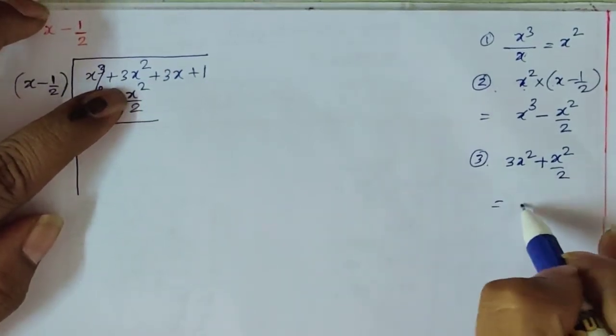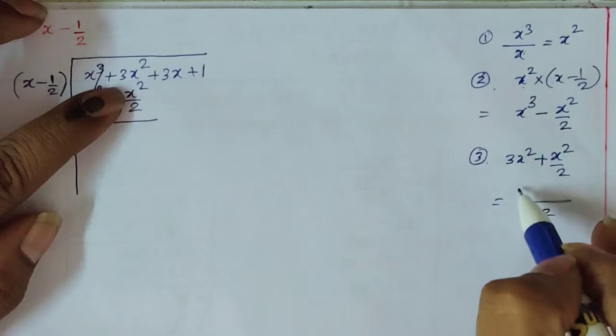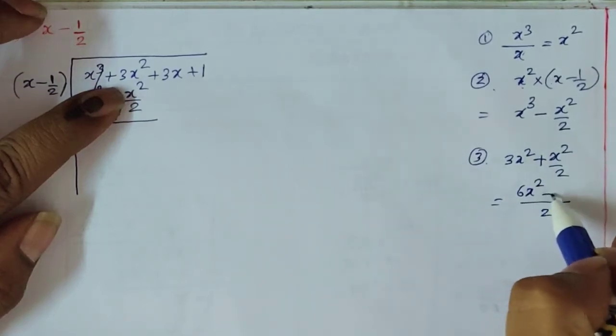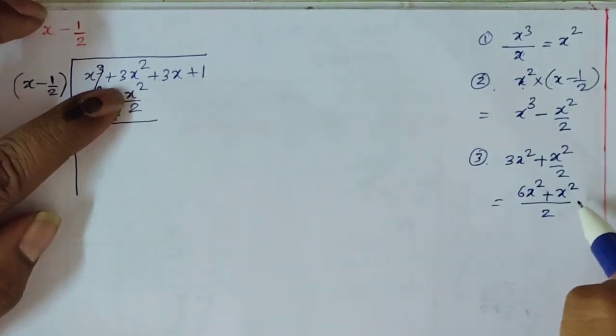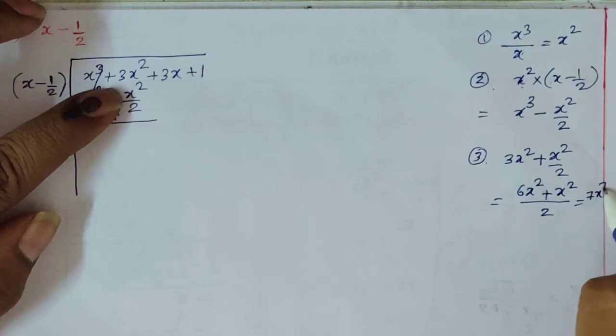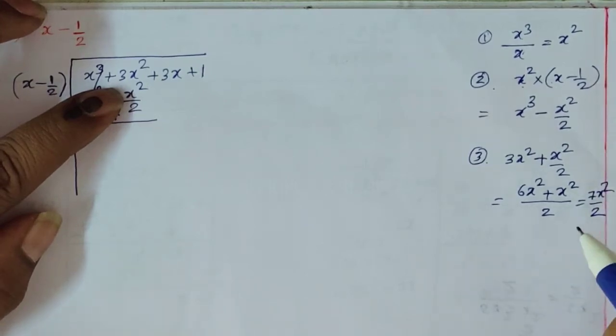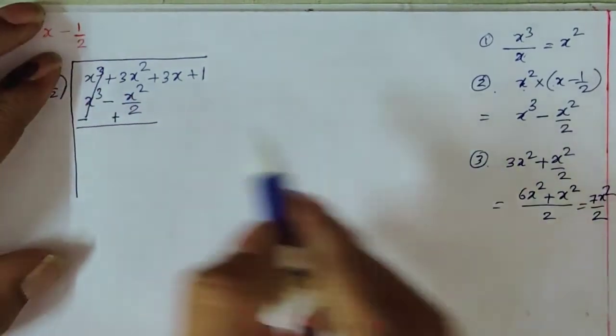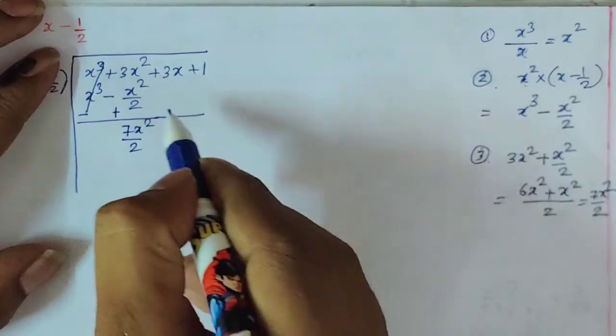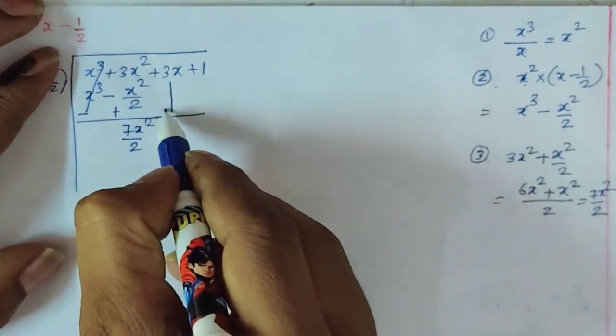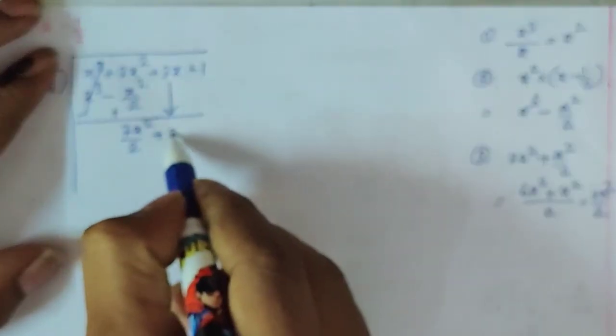So LCM 2, this will become 6x square plus x square, that equals 7x square by 2. How much did you get? 7x square by 2. Write this here. So this time you need to bring down this 3x here, so plus 3x.